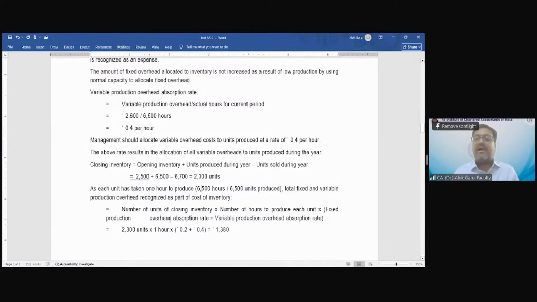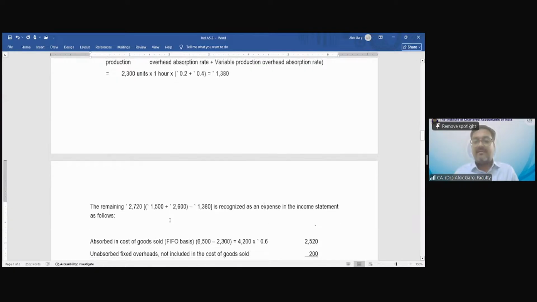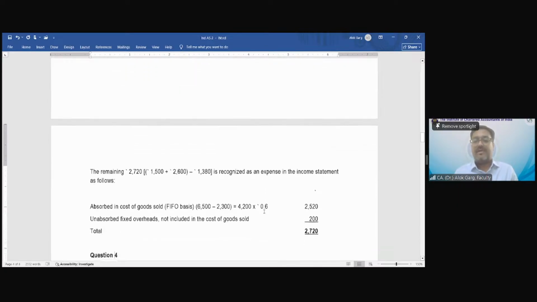As each unit has taken 1 hour to produce, the total fixed and variable production overhead recognized as part of the cost of inventory is equal to the number of units of closing inventory multiplied by the number of hours to produce each unit, multiplied by the fixed plus variable production overhead absorption rate. So 2,300 units multiplied by 1 hour multiplied by 60 paisa, 1,380 rupees. So the remaining: 1,500, which is your fixed production overhead, plus 2,600, which is your variable production overhead, minus 1,380, which is the value of the closing stock, right? So the remaining 2,720 is recognized as an expense in the income statement as follows.